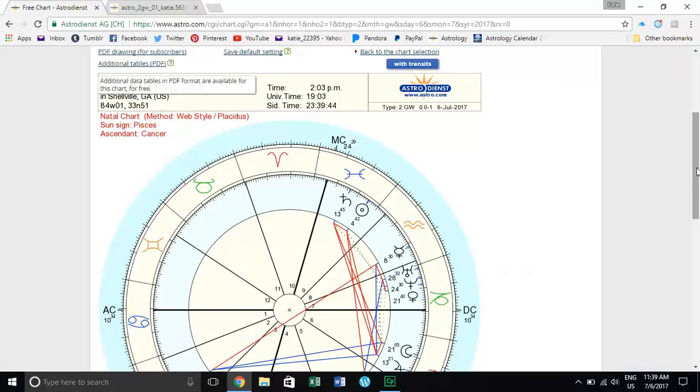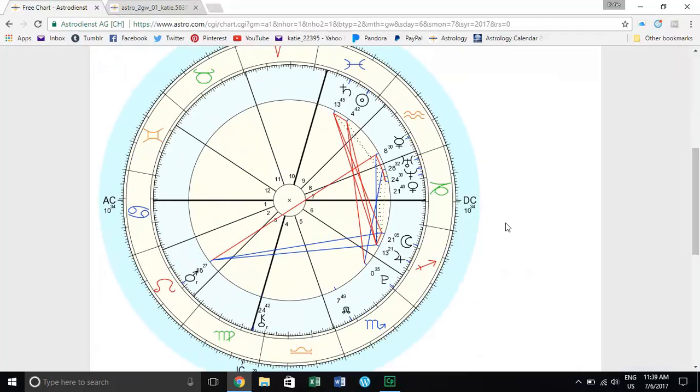So back over here to the circle chart. To figure out the houses, basically this horizontal bold line represents the horizon at your birth. So the ascendant, the 1st house, this point right here, was what was rising at the time of your birth in the east. So Cancer was on the horizon, rising at the time of my birth. Over here on the opposite end is what was setting in the west. So I have Capricorn setting in the west. This is where they have the opposites because it's on the same line.